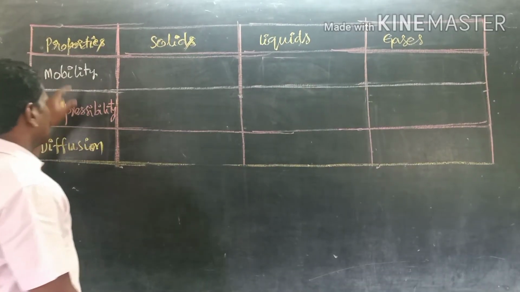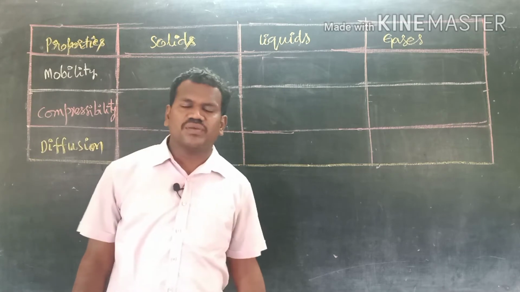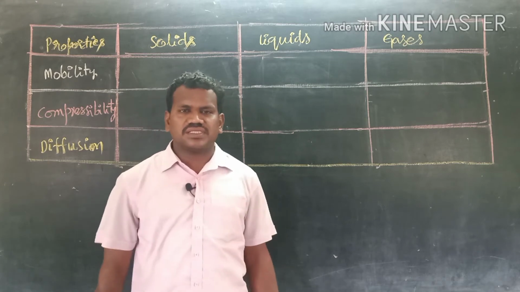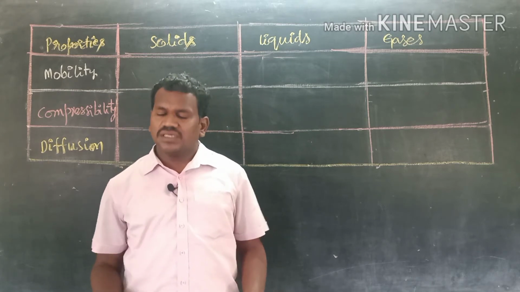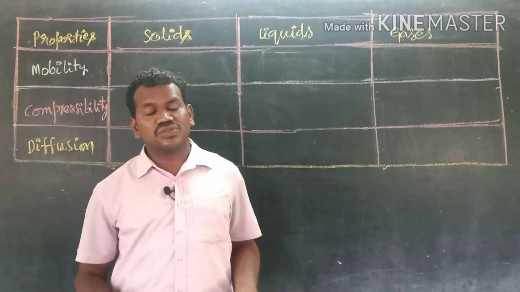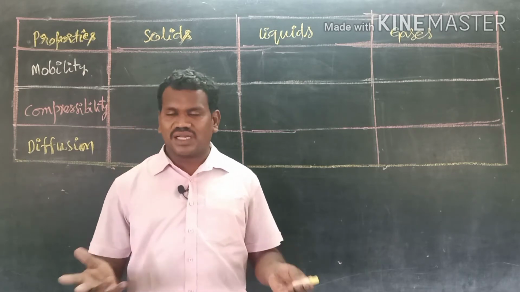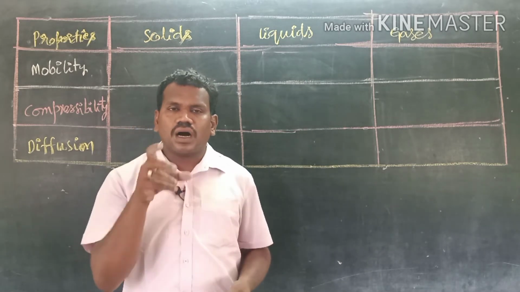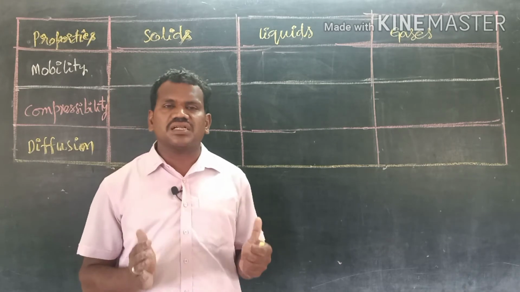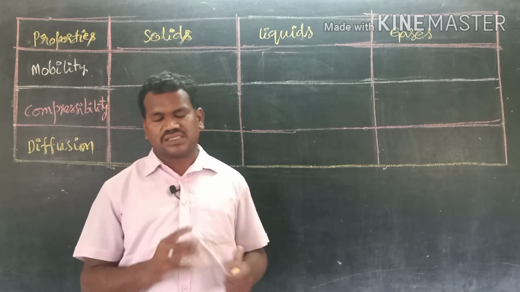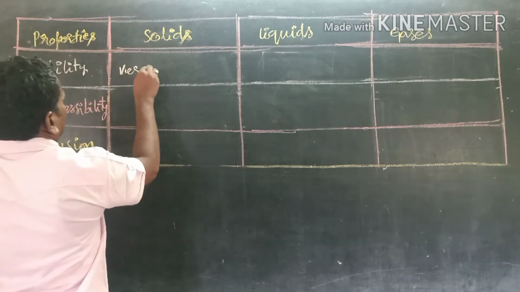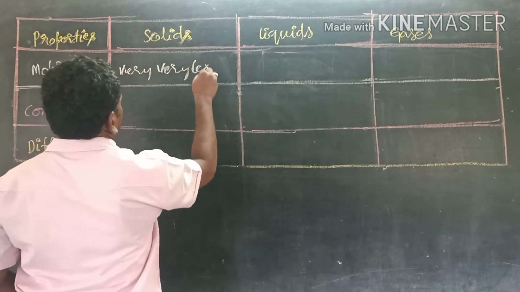Now let us discuss mobility. What is the meaning of mobility? Movement is nothing but mobility. Among various substances, take solids like a chair. The chair does not move by itself, so the mobility is very less in the case of a chair or bench and all. Why? Because all the particles are closely packed. There is no gap among the particles. Intermolecular distance is very, very less. So we can say that mobility in the case of solids is very, very less.